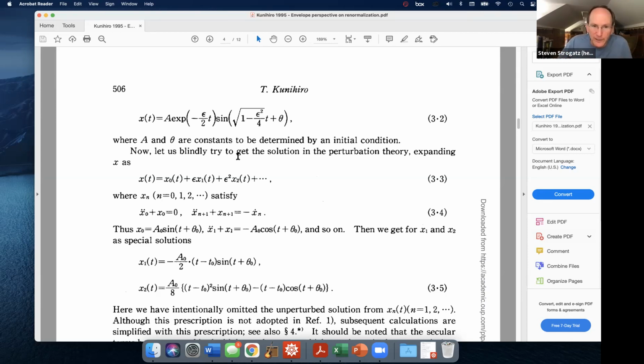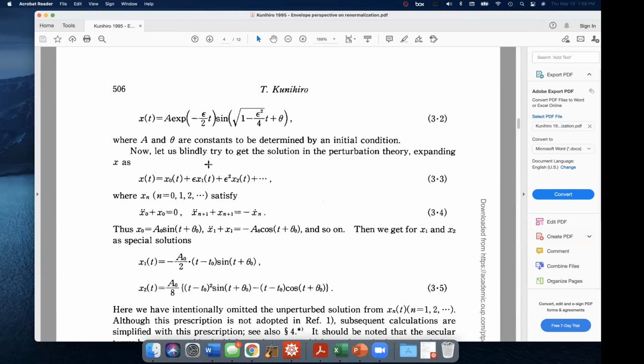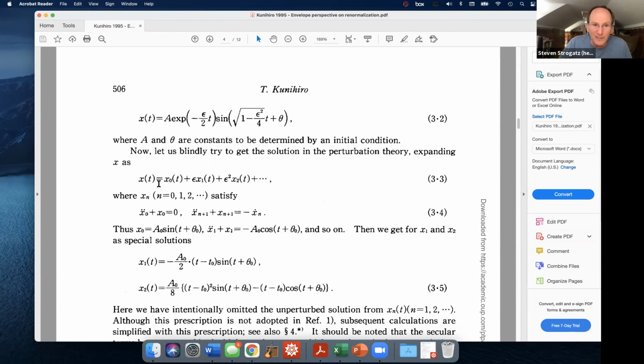Now, he says, let us blindly try to get the solution in perturbation theory. If you just did a naive regular perturbation theory, we saw when we were first doing multiple scales that this will generate secular terms. And that's what led us to create the Poincaré-Lindstedt method, the method of multiple scales, whatever. But here's a different way of handling it. Just plug in the naive perturbation expansion, generate an equation at order 1 and at all higher orders of epsilon, and solve them.